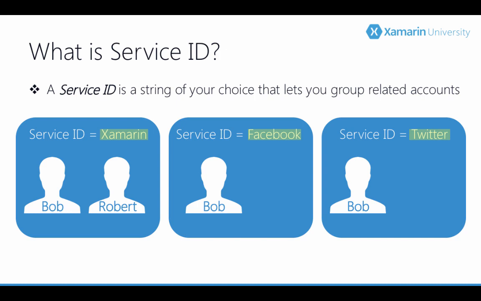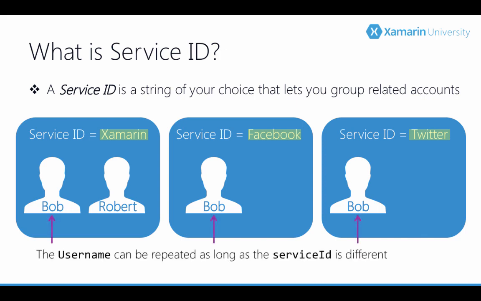Suppose you have a user that has accounts with many different social networks, so Facebook, Google, LinkedIn, etc. You would likely have separate account objects for each network. So for the account containing their Facebook data, you could choose a service ID of Facebook. Now the choice of the string is totally up to you, it's arbitrary, and it's common to make it something that intuitively matches the source of the data. But if you're only using a single account, you can use any ID you like.